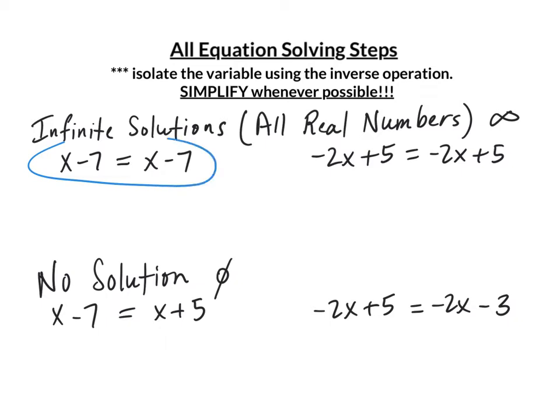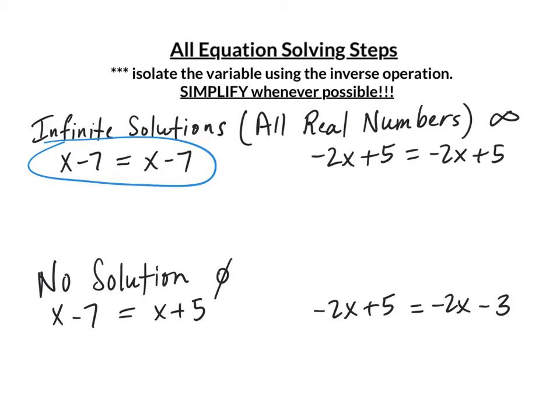This equation here, x minus 7 equals x minus 7, has infinite solutions because any x I plug in is going to make it true. If x is 10, 10 minus 7 equals 10 minus 7. If x is 100, 100 minus 7 equals 100 minus 7. Any number I can think of, if I plug it in, it will always be true. This equation has infinite solutions.